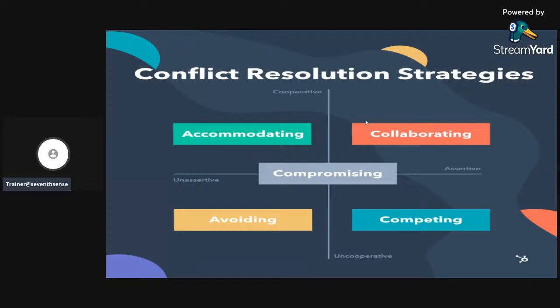We can solve the conflict by accommodating, collaborating, competing, or compromising with the other parties, or also by avoiding. How can we avoid the conflict by avoiding? We can say by avoiding the negative words when there is a conflict.